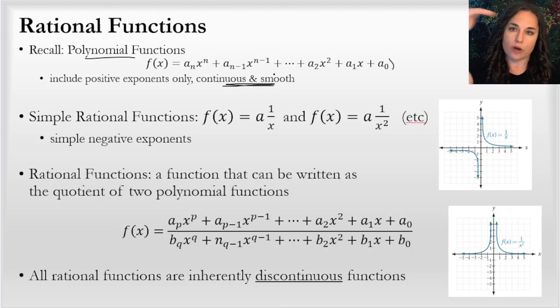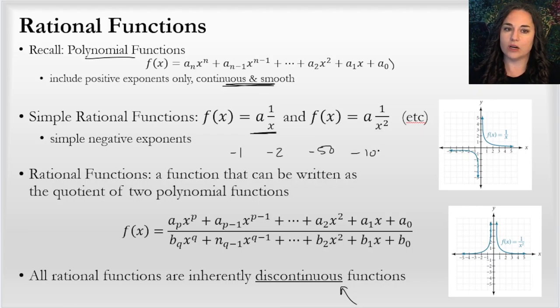All right, when you look at the graph, they don't disconnect at any point, and there's no sharp corners or anything. When we move to rational functions, that's not going to be the case. They're not going to be continuous, and we'll call them a discontinuous function. And what you can see for simple rational functions, which is just a constant multiplied by 1 over a power of x, right? So simple negative exponents, a power of -1, -2, -50, -100. Any of those are a simple rational function.